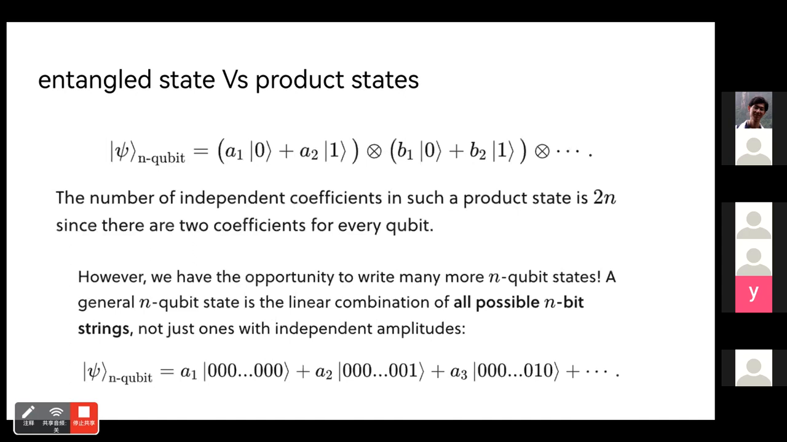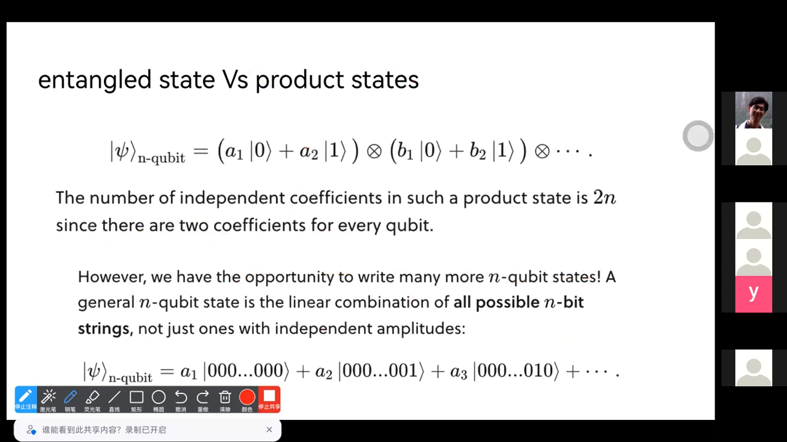For example, the number of independent coefficients in such a product state is 2n, because every qubit has only two coefficients, so the total is 2n. However, if we calculate the entangled state, there are n qubits, and n qubits can have 2 to the power n states. So it's quite different.